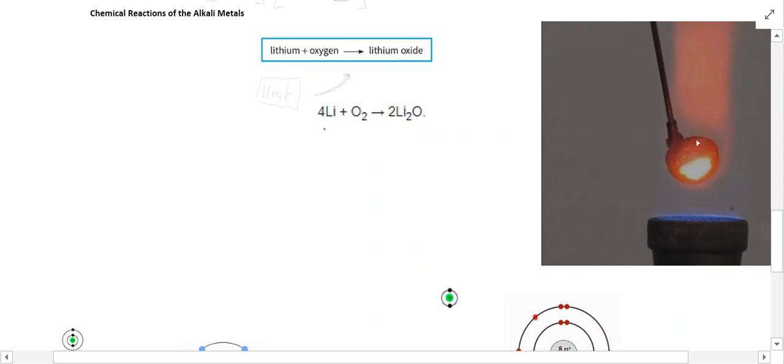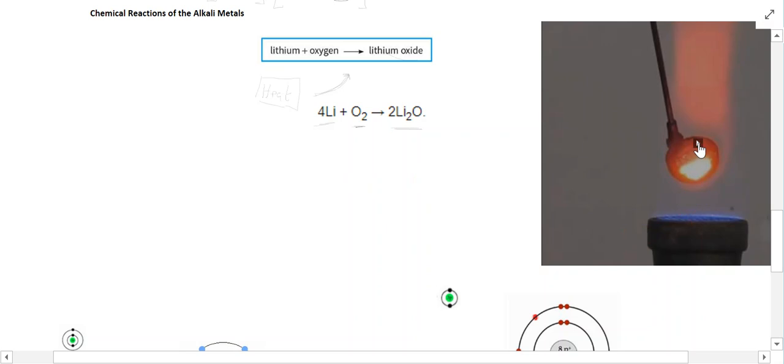Now, again, if we want to look at it in a little bit more detail, we have this. So you have 4 lithium atoms plus a molecule of oxygen will give us 2 lithium oxide compounds. And again, we will look at that in a little bit of detail in relation to how the electrons move. Because remember, all chemical reactions are based on the movement of these subatomic particles that we call electrons.